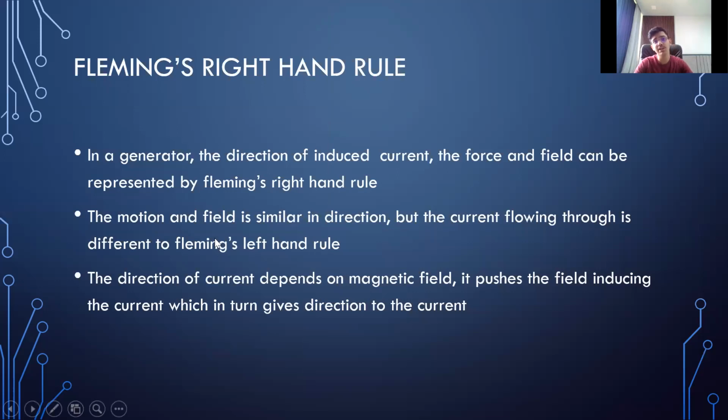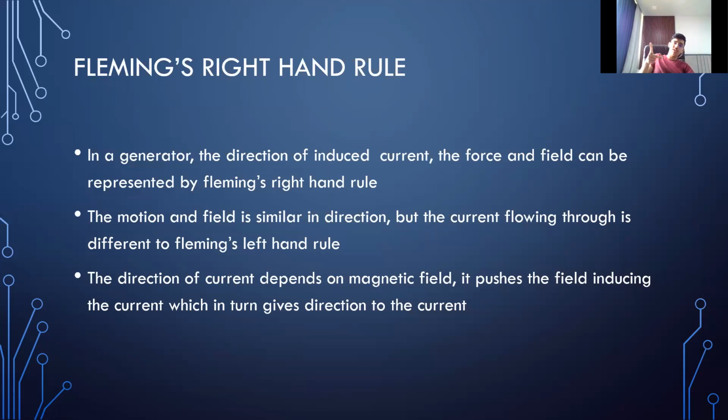To demonstrate how it works in an AC generator, you use Fleming's right hand rule. There's a left hand rule for motors and a right hand rule for generators. So in a generator, the direction of induced current, the force and the field can be represented by Fleming's right hand rule. The motion and field are similar in direction.